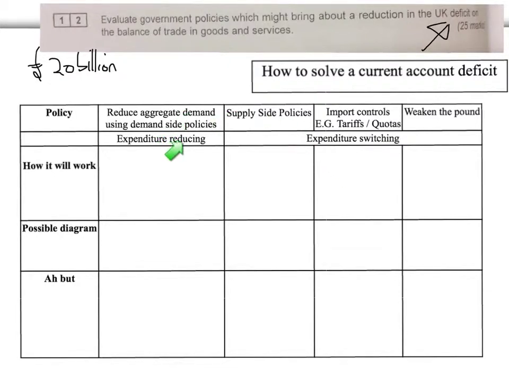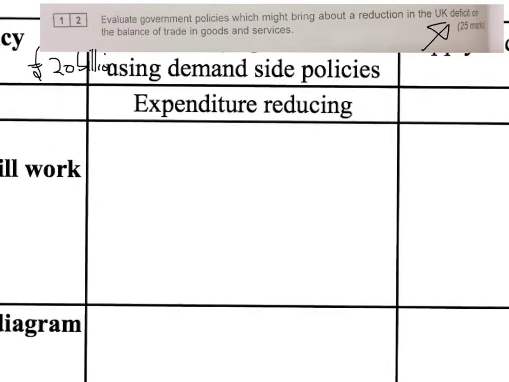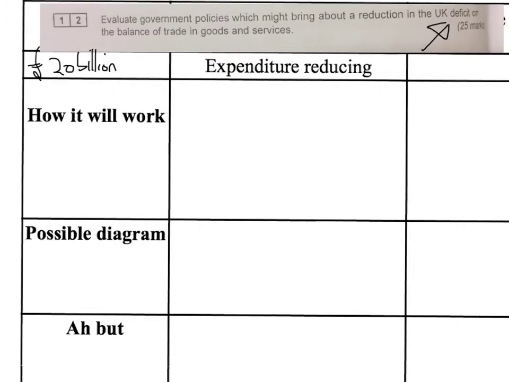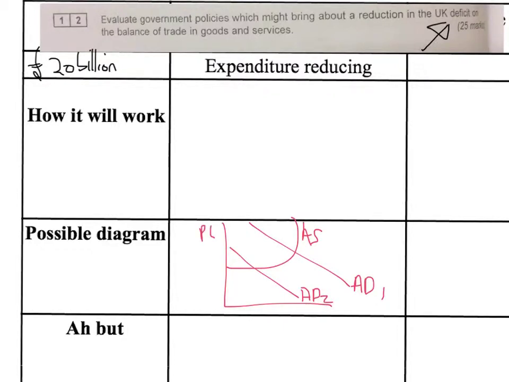Right, reducing aggregate demand would be one policy to improve our trade deficit. You'd first of all do this. You'd zoom in and you go to how it would work. So I'll draw a diagram first of all. The diagram is just an AD-AS diagram with AD going down. I won't bother labelling it all, but you can see this policy, I'll label it, I might as well.